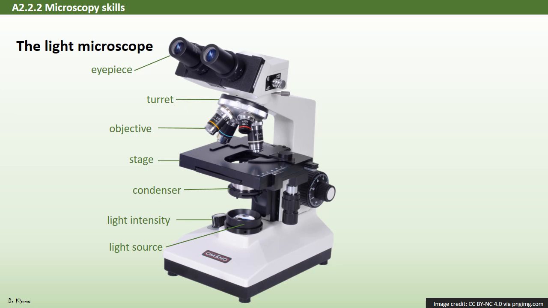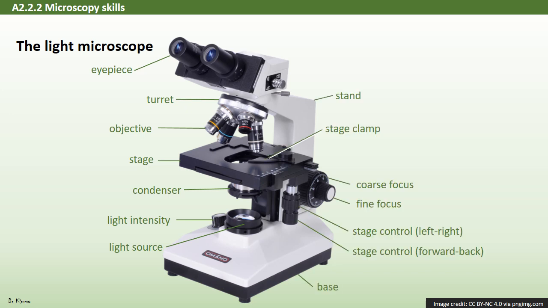Further below, somewhere here, you have a light intensity knob and you have the light source. So you have a lamp underneath inside the base. On the right side, from top to bottom, you have the stand, and the stand and the base at the bottom, those are the parts that you should grab when you move a microscope. So don't grab the eyepiece, don't grab the objective turret, the stage, anything else, just the stand and the base.